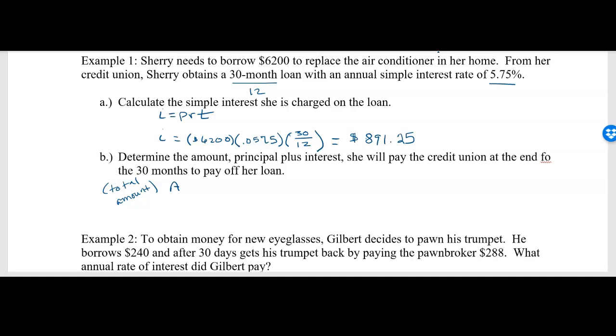Because remember, you're paying back not only what you borrowed, which is the P, that's the principal, but you also have to pay the bank interest. That's where they're making their profit from. So our formula would just be to take the principal plus the interest. In this case, she's borrowing $6,200, and then she has to pay the bank $891.25 in interest. All in total, she's going to pay back $7,091.25. So that would be what she would pay at the end altogether to have borrowed that money.